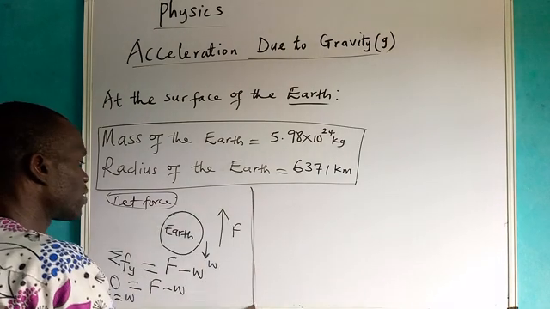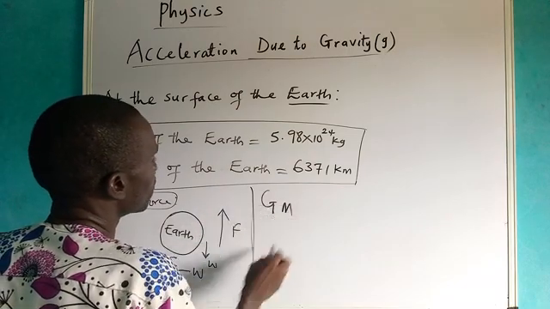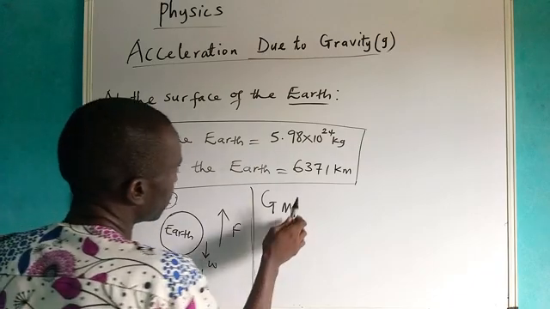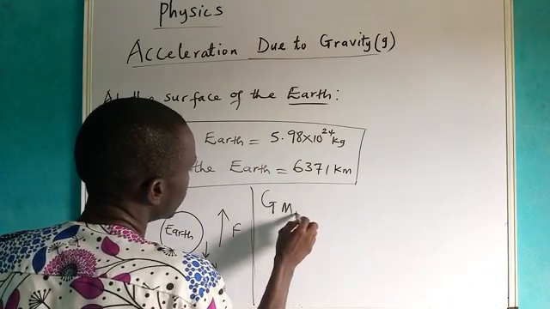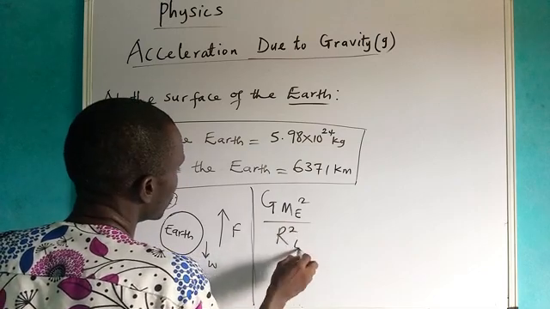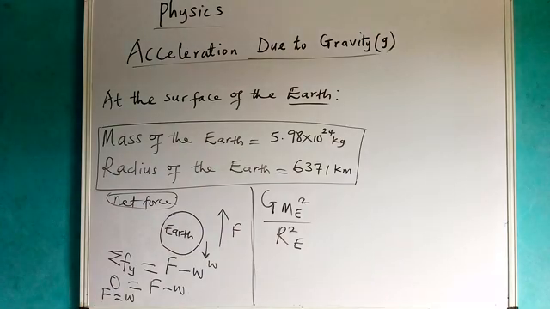Don't forget that the gravitational force is simply G, which is the mass of the Earth, times the other mass, the mass of the Earth squared, all over the square of the radius of the Earth. That is for the force of gravity.